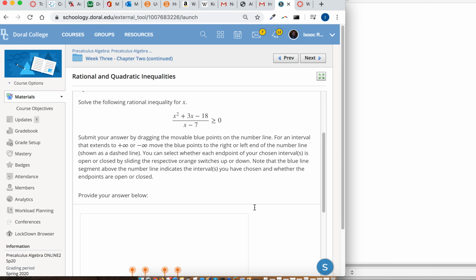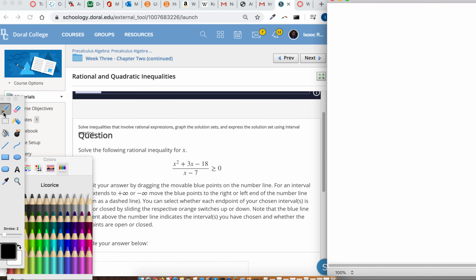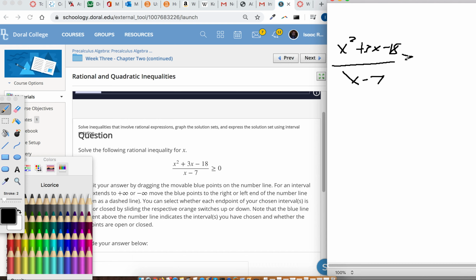Ooh, this one looks like fun. Okay, so we've got x squared plus 3x minus 18 over x minus 7. We want to make sure we note before we try to say our answer that x cannot be 7, whatever we do, because that would cause us to have a divide by 0 error.